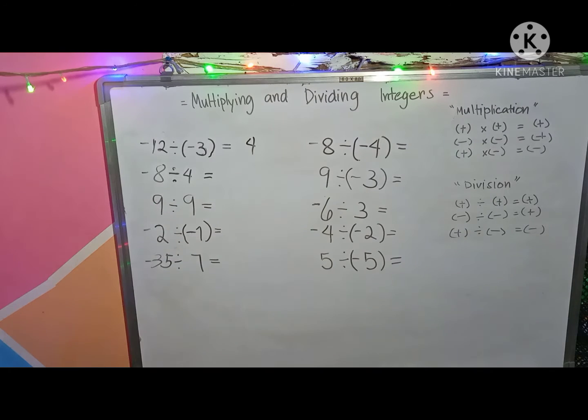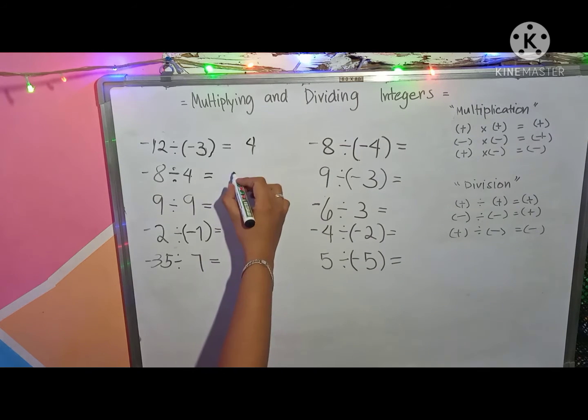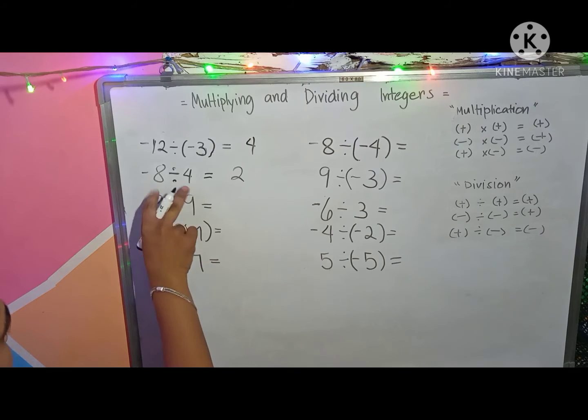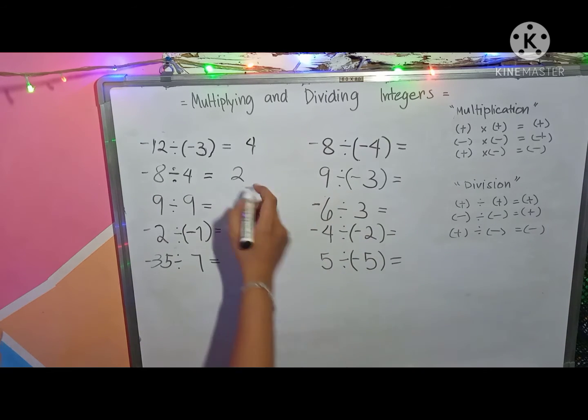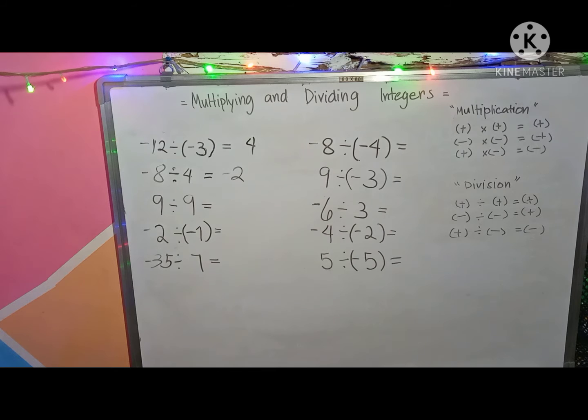Next, negative 8 divided by 4. So 8 divided by 4 is equal to 2. One is negative, one is positive, so unlike signs will give us negative quotient, which is negative 2. Next, 9 divided by 9 is of course 1. So positive 1 na lang siya kasi parehong positive yung integers. Next, negative 2 divided by negative 1. So 2 divided by 1 is equal to 2. One is negative and the other one is negative pa rin, so para silang negative. Like signs will give us positive quotient.